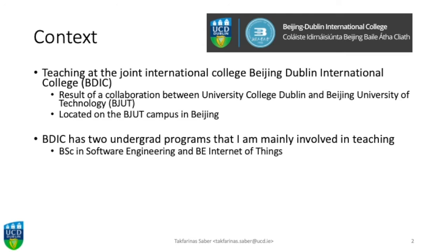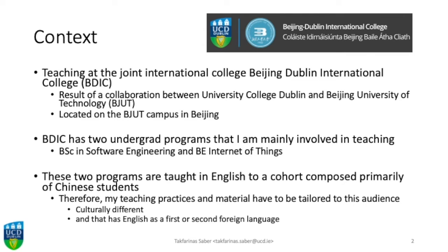of Things. We teach these programs to a cohort of students who are mainly Chinese, who have English as probably their first or second foreign language, and we teach in English. When they graduate, they get a degree from both UCD and BJUT. That's actually one big advantage. They do the teaching there, they register for both UCD and BJUT, and they get the degree from both universities.